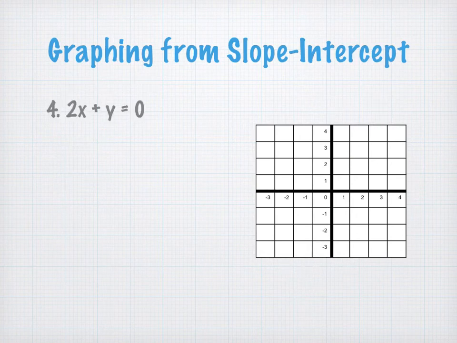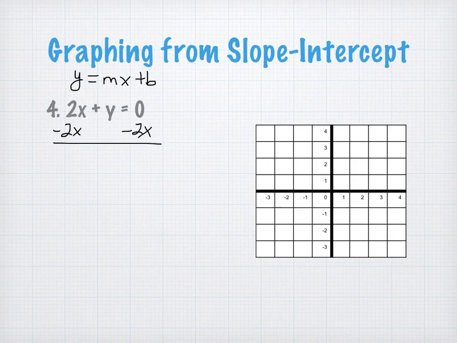All right, last example. You might notice a little difference. It's not in slope-intercept form, right? y equals mx plus b. This one's pretty easy to get into slope-intercept form. If I subtract 2x from both sides, so I want to get y by itself, I get y equals negative 2x. And now my equation is in slope-intercept form.